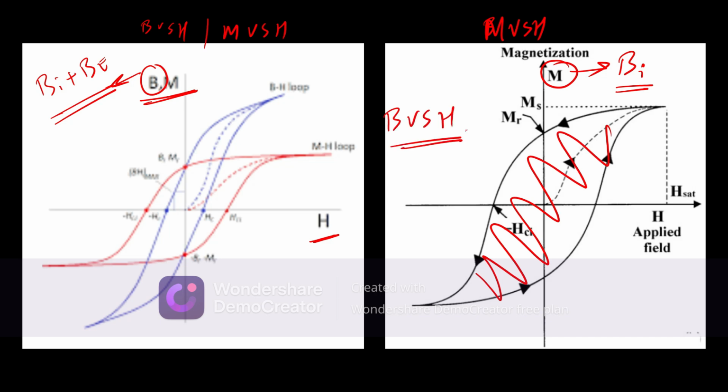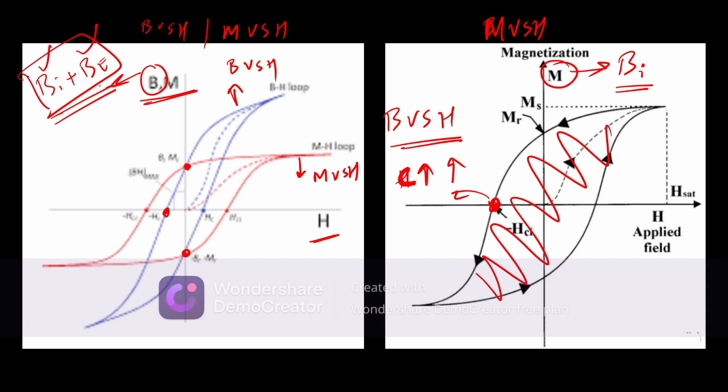You have to remember this thing. More wider means high coercivity. They have high coercivity and they have the same retentivity. So you can see retentivity is the same. This red curve is M versus H and this blue curve is B versus H. In B versus H, coercivity is less. Why? Because we are considering both factors, internal and external. If we are considering the external factor, then coercivity is definitely going to be less.